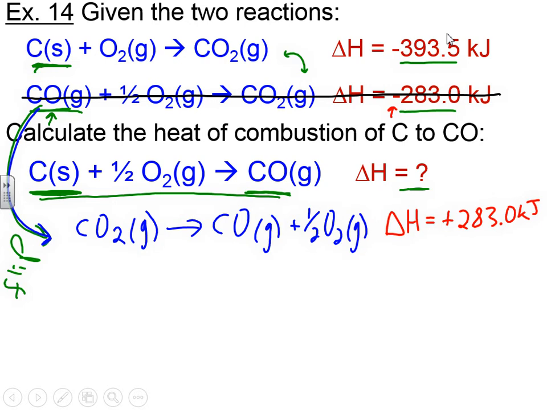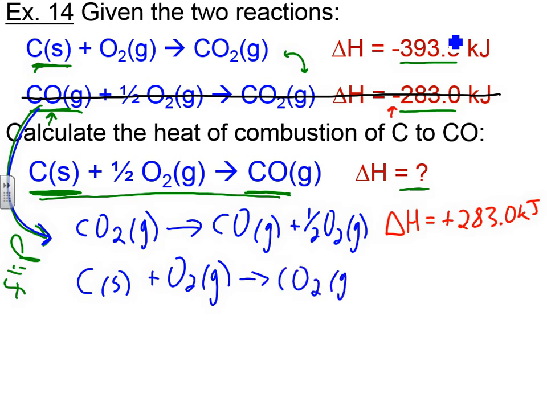I'm going to go ahead and rewrite the first equation so you can see it side by side. So I'm simply rewriting the first equation down here. This is carbon solid plus O2 gas to give you CO2 gas. And the delta H is the same as up above. So I'm not doing anything to the first equation. Negative 393.5 kilojoules.